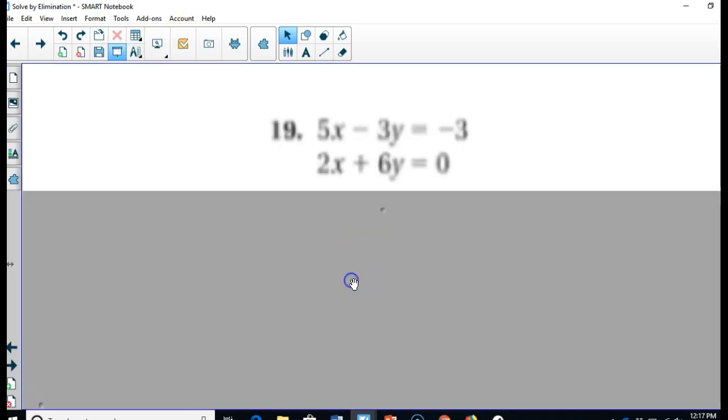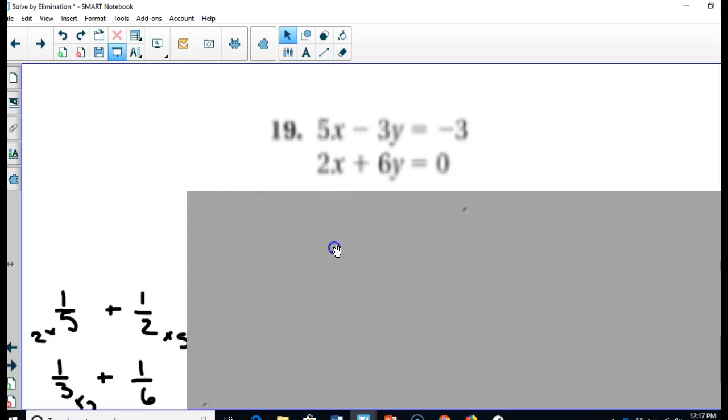Number 19, I have 5x minus 3y is equal to negative 3, and 2x plus 6y is equal to 0. Again, let's talk about what to cancel. If I wanted to cancel the x's, that would be like I had 1/5 plus 1/2, which is shown below. A common denominator of 1/5 and 1/2 is 10. So I'd multiply this top one, the 5, by 2 to make this 10, and this bottom one by 5 to make it 10. One of them, though, would have to be negative. I'd have to maybe multiply the bottom one by a negative 5, so I'd get a negative 10 there.